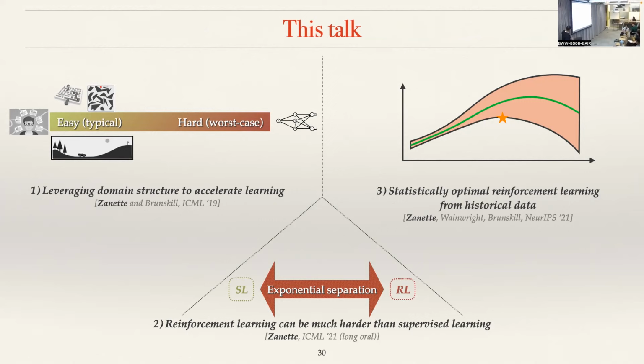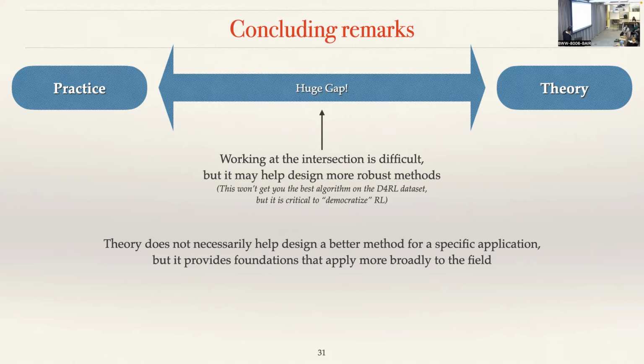And to conclude, I think after the presentation, this is much more clear. There is a huge gap between sort of theory and practice. I think working at the intersection is, of course, difficult, right? Because you have to sort of please both communities. But it might help make reinforcement learning more applicable in the sense that there are going to be compromises to be made. You won't beat any benchmark, but you might be able to come up with some algorithm that has some analysis and at least in simple cases, some stability guarantees.